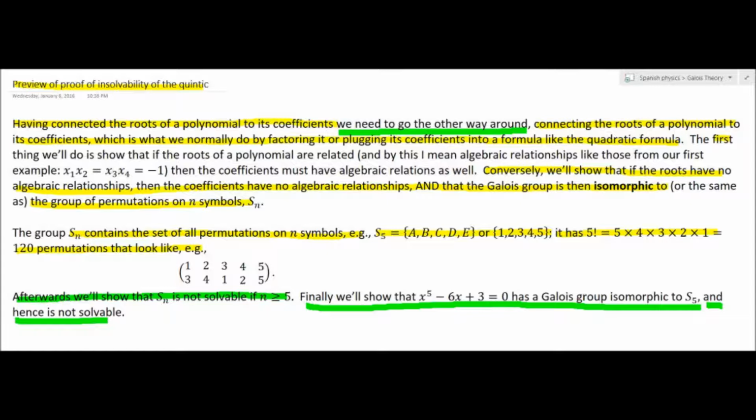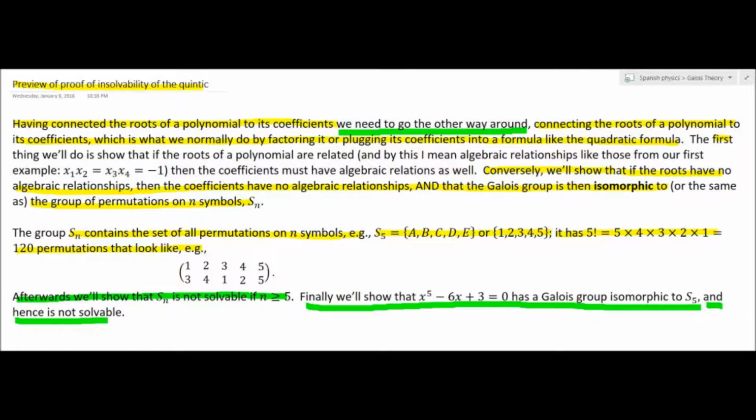First thing we'll need to show is that if we have relationships like x1 x2 = x3 x4 = -1, and that's a relationship among the roots, then there will also be relationships tying the coefficients together. And conversely, when the coefficients aren't correlated to each other, we'll show that if the roots have no algebraic relationships, there's nothing like x1 x2 = x3 x4 = -1, then the coefficients themselves will have no algebraic relationships. And then in that case, the Galois group of a polynomial will be isomorphic, or the same as, the group of permutations on n symbols.